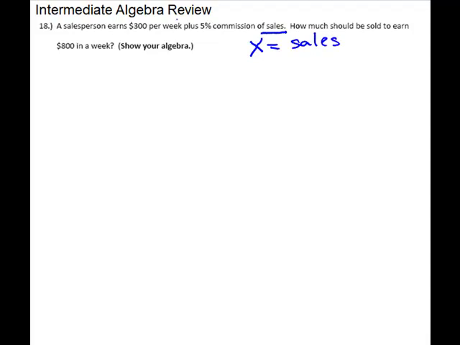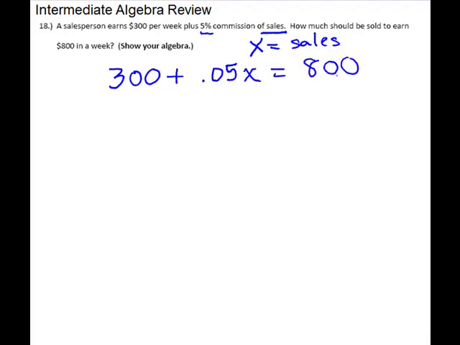All right, so he's going to earn $300 a week plus 5% of the sales. You have to switch your percent over to a decimal. So move your decimal 2 places to the left. So 0.05 times the x. Right, that would be 5% of the sales. And we want this to equal 800.